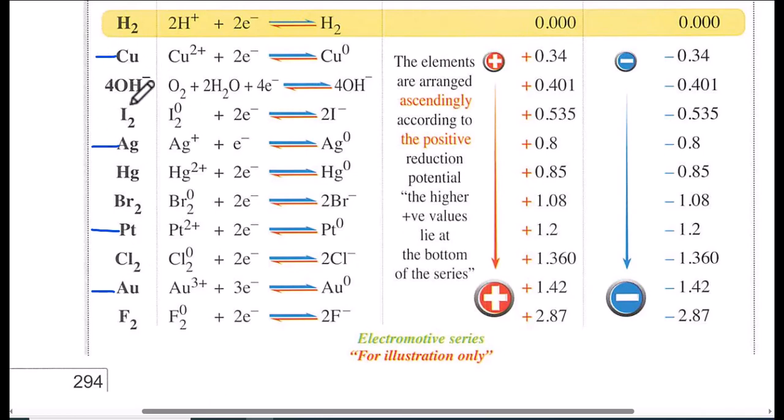Hydroxide ions are more able to be reduced, more easily reduced. They accept the electrons: oxygen to water molecule, 4 electrons give 4 hydroxide ions. So they are easier to be reduced than hydrogen.